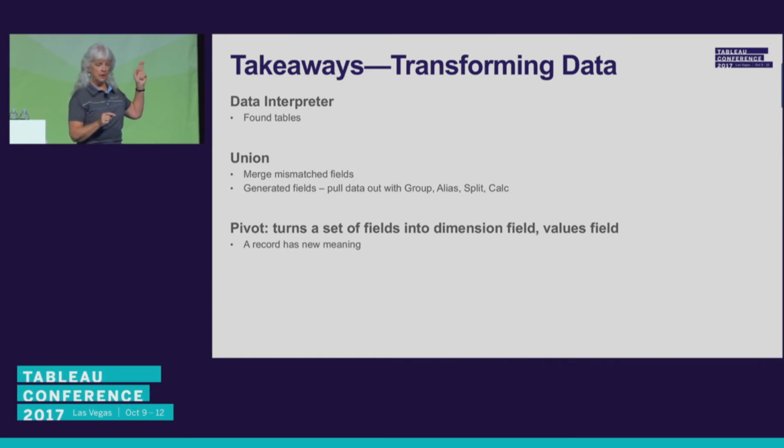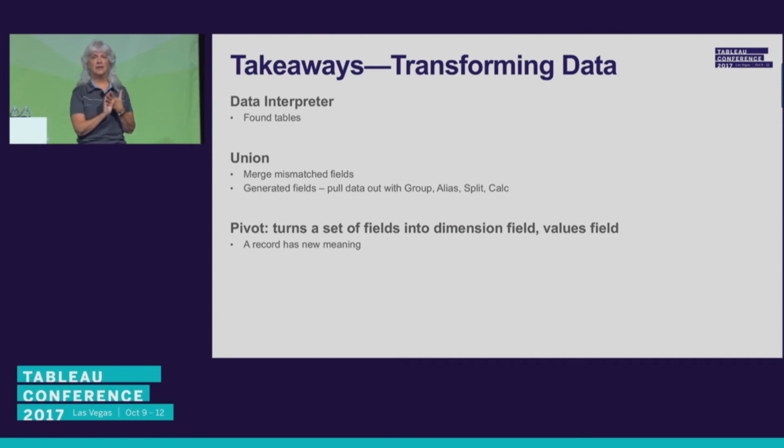And with union, merging mismatched fields is the solution to sometimes the field names don't match up exactly. Union generates that table name field that's often really useful in knowing which table something came from and how to interpret it. In case the table name doesn't start out giving you exactly the information you need, you can use a calc split, and we talked about group and alias as other tools for making it more understandable.